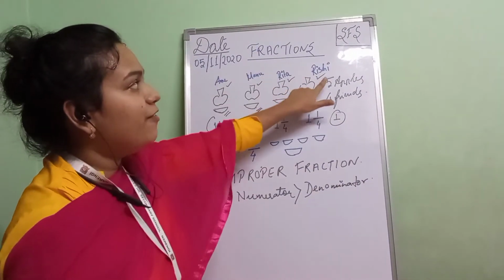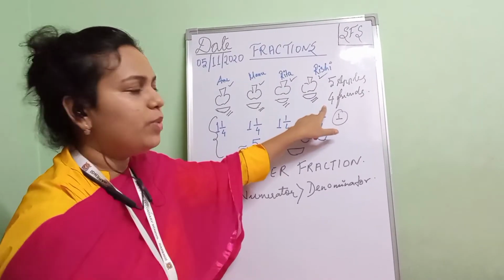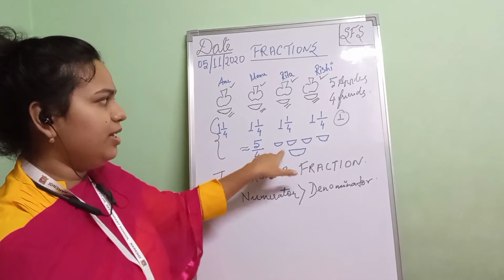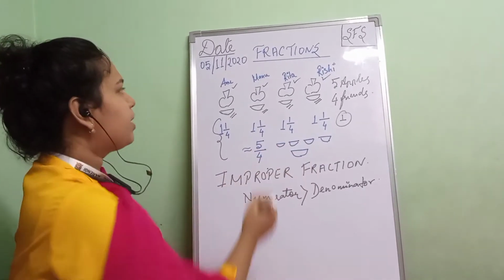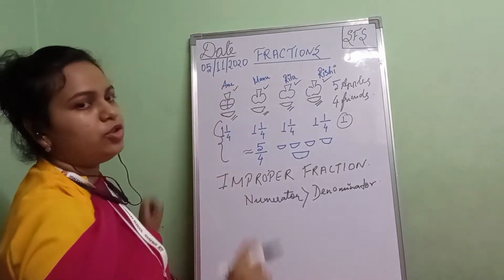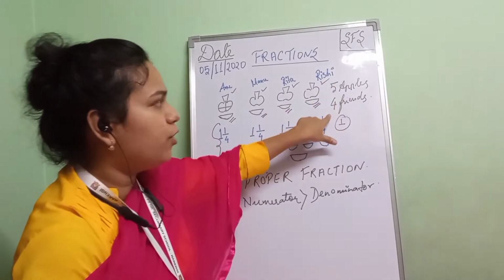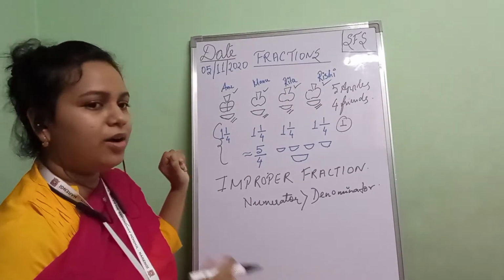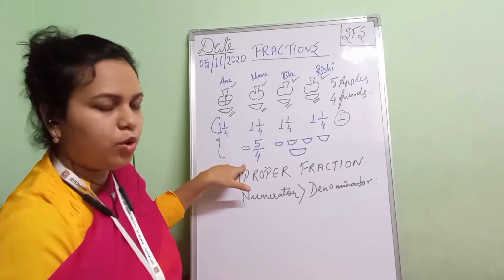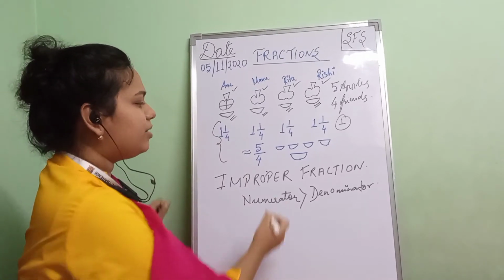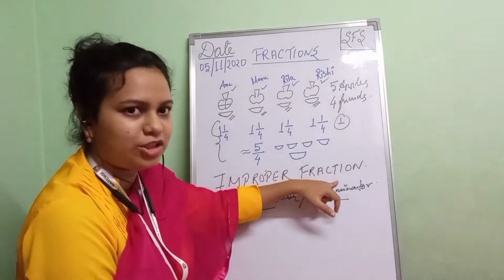See, 5 apples were divided among 4 friends. So how much apple will one person get? 5 by 4. See, each person got 5 little segments of the apple, right? Why? Because one apple can be divided into 4 parts. Okay? So since 5 apples were divided among 4 friends, how much portion did one single friend get? 5 by 4. Okay? And fractions where the numerator is greater than the denominator are called improper fractions. Okay?